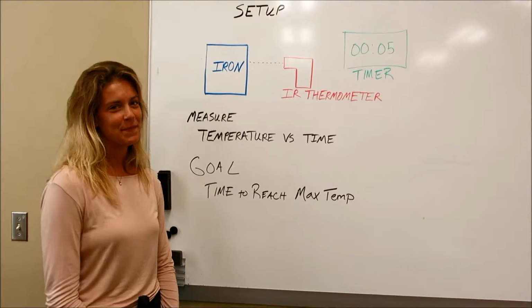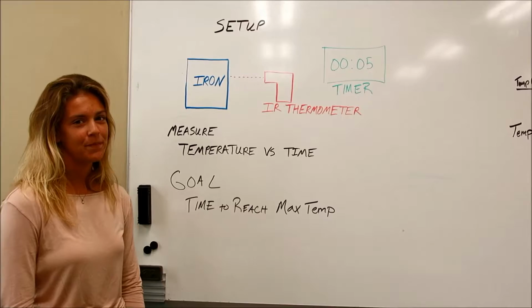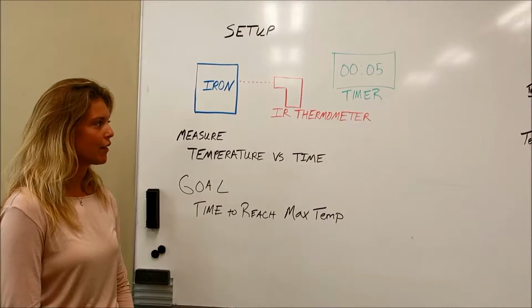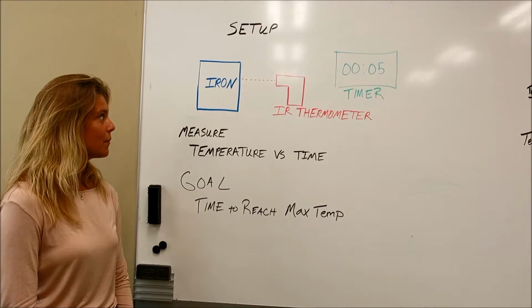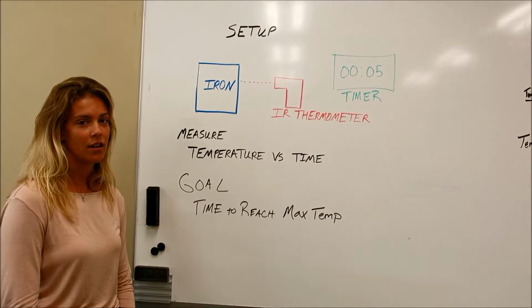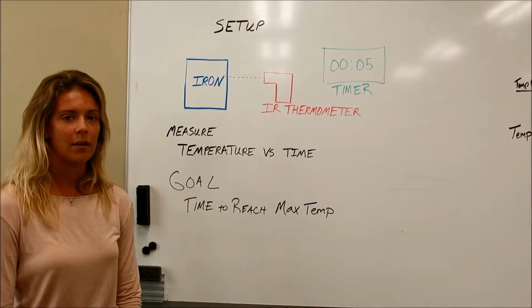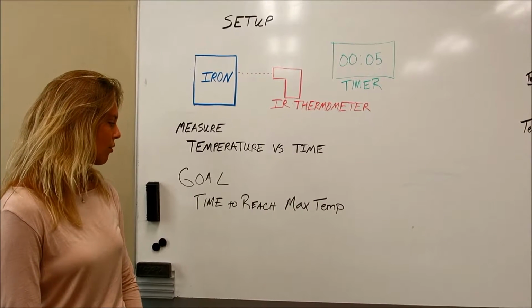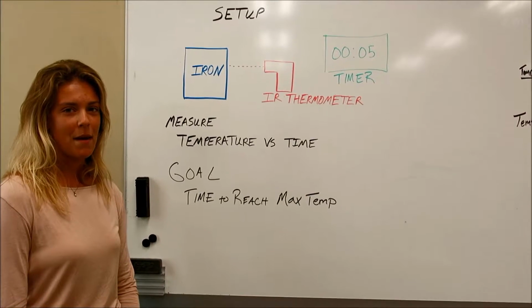My name is Marina, and today we are measuring time versus temperature. Our experimental setup consists of an iron, an infrared thermometer, and a timer. We use the infrared thermometer to measure the temperature of the iron, and the timer to time every 5 seconds. Our goal is to record the time it takes to reach the max temperature of the max setting of the iron.